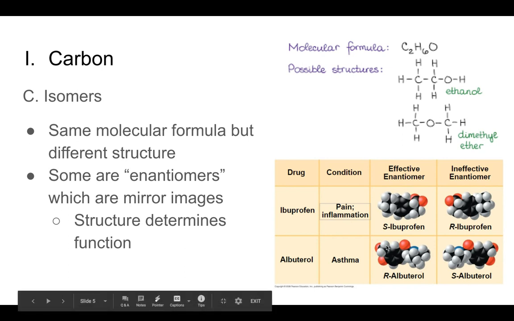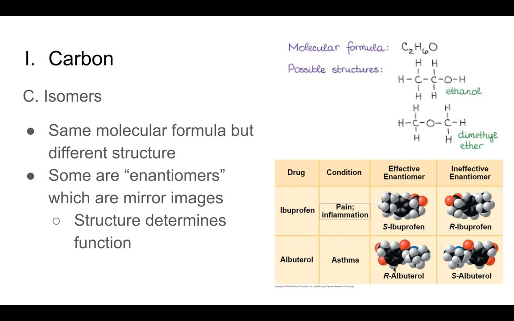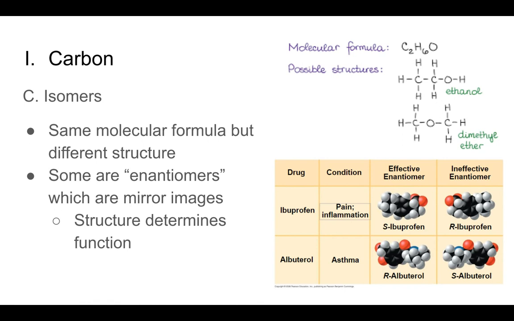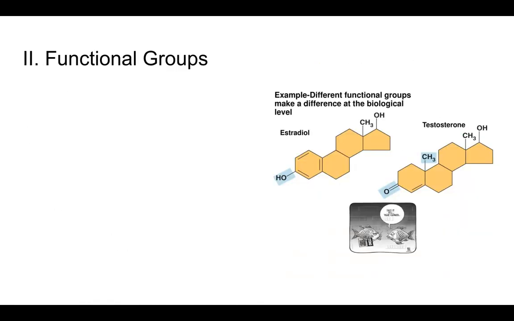And so this is R-albuterol. The mirror image is S-albuterol. It turns out, even though they look the same, this is the only one that actually functions like it should in your body as an asthma medication. And so this is another great example I've highlighted over here. Structure determines function. So the shape of these molecules really does determine what they are able to do.